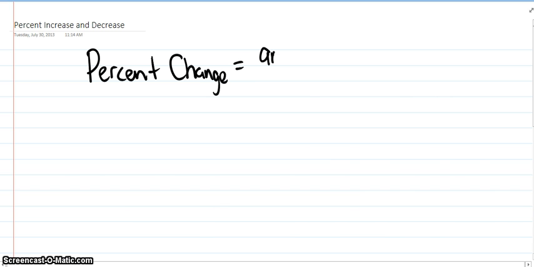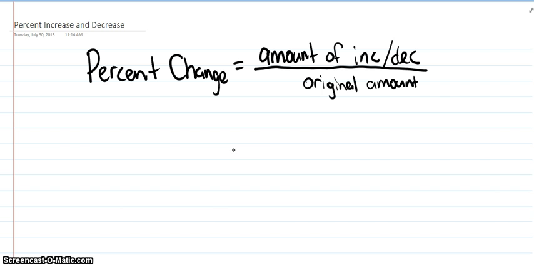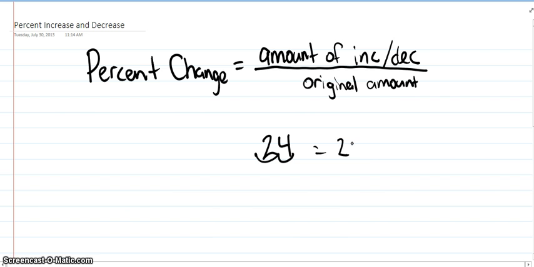And how we find the percent change is with this formula where we do the amount of the increase or decrease and we divide it by the original amount. And then we represent that in a percent. So we're going to get a decimal here and we'll move the decimal place 2 places to the right. So if we get 0.24, we move the decimal 2 places to the right to get 24%.